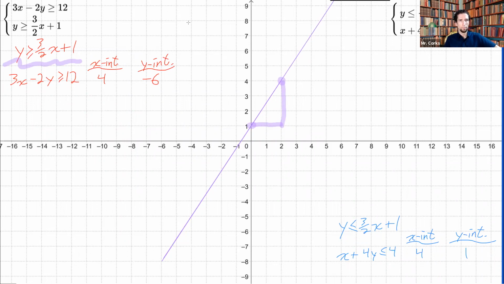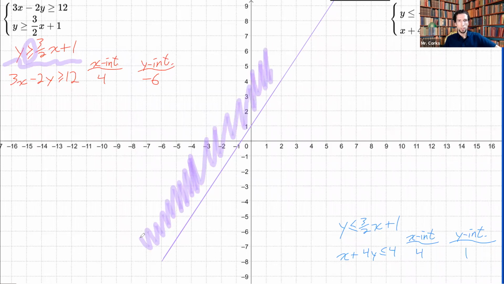Like this. Okay. And are we shading above or below this line? Above. We have a greater than or equal, so y must be greater. So everything above and to the left of this line is this feasible region. Sorry, just the solution area. I'm thinking in terms of linear programming terms.